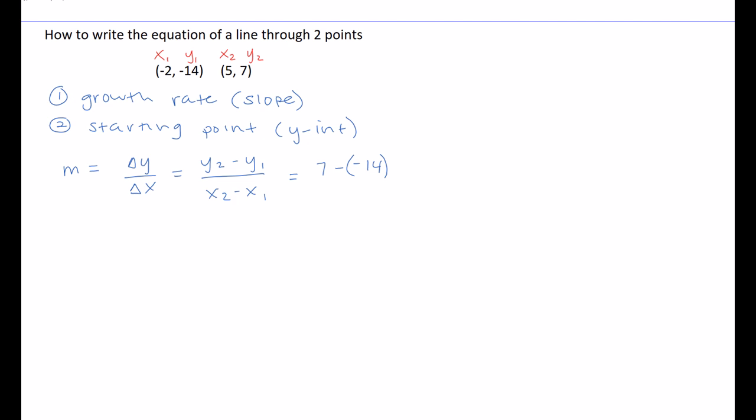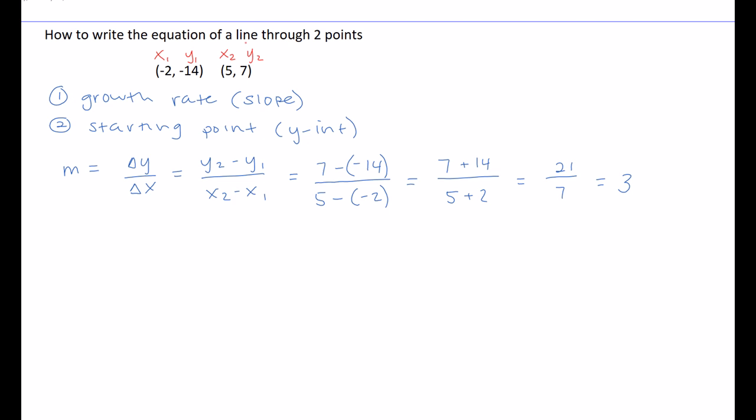And you have to be very careful with your negatives here. x2 is 5 minus x1 is negative 2. So see how I'm being careful to plug my numbers in inside parentheses. So when we subtract a negative, that's really the same as adding. And I can simplify to 3.